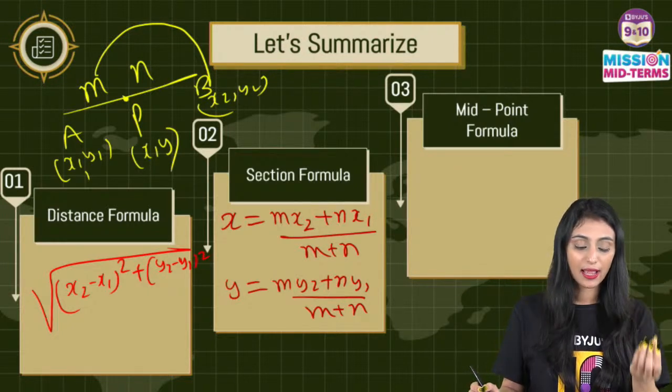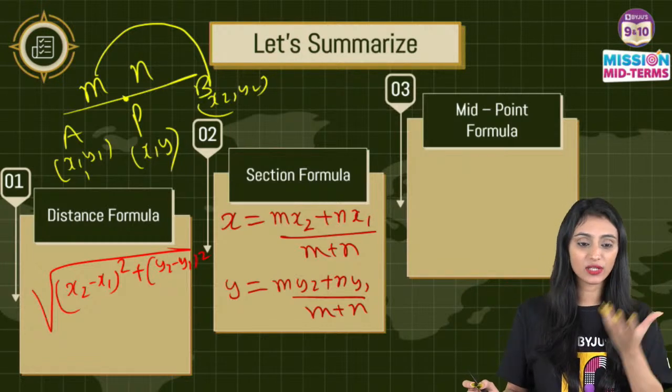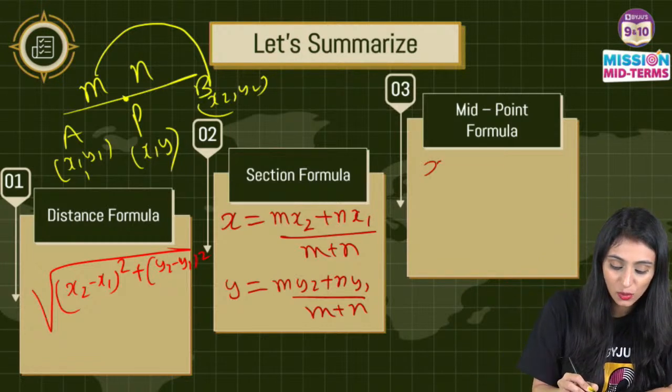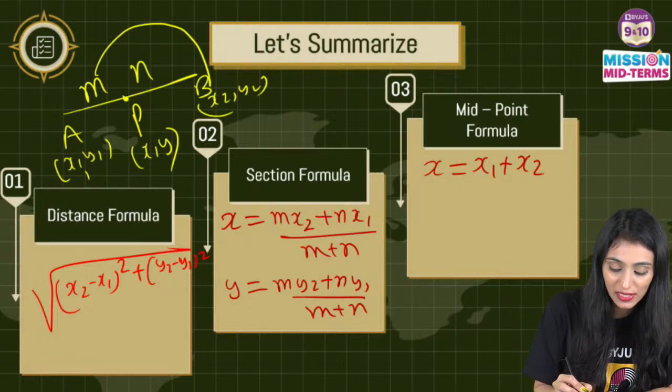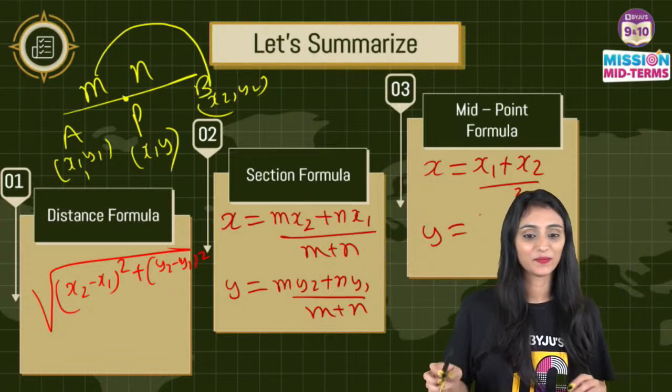Similarly, the midpoint formula you all know is just a simplified version of the section formula. Instead of the ratio m:n, we have 1:1. So what would this be? That's going to be x equals x1 plus x2 by 2 and y equals y1 plus y2 by 2. Yeah?